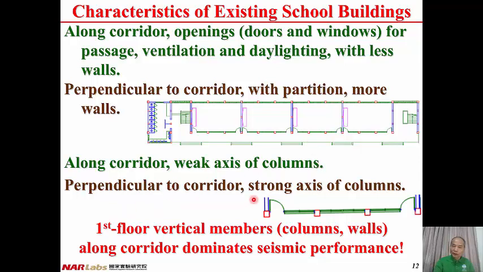And perpendicular to the corridor, if we consider the cross-sectional area of the column, the dimension transverse to the corridor is higher than the dimension along the corridor, so that perpendicular to the corridor is the strong axis of the columns, and along the corridor is the weak axis of the column. So the conclusion is that first floor vertical members, columns and walls along the corridor dominate the seismic performance.